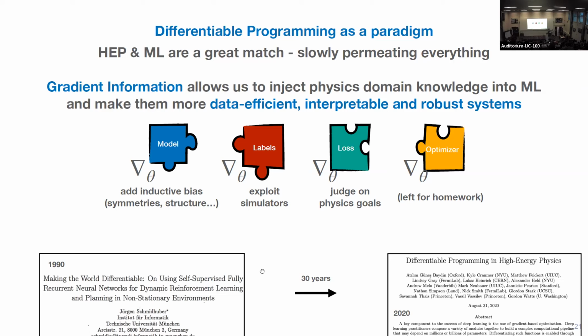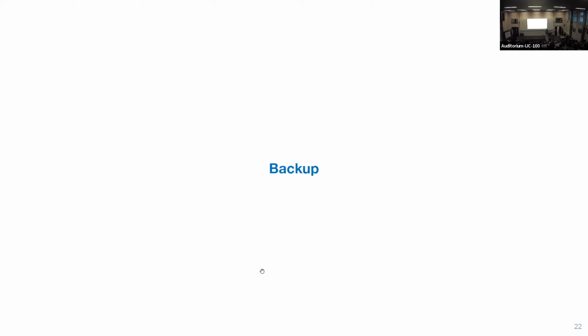And that's not a new idea. Jürgen Schmidhuber, who was one of the pioneers of machine learning, talked about making the world differentiable 30 years ago. So now it's interesting that we're starting to talk about this in high energy physics. Okay, there's a much longer talk for this, but I'm already 5 minutes over.